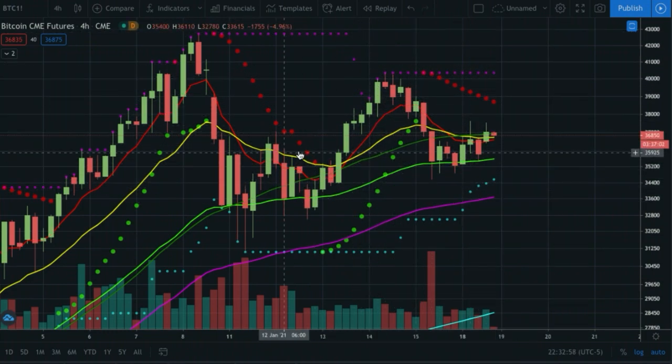So then when we came back down again, you'll notice that the 55 exponential has acted as support quite a bit. Here we never closed below it with all these candles. Here we didn't close below it. Here we slightly closed below it, but we were able to save it. And then as soon as we broke down to it again, we were able to save it all these candles in a row.